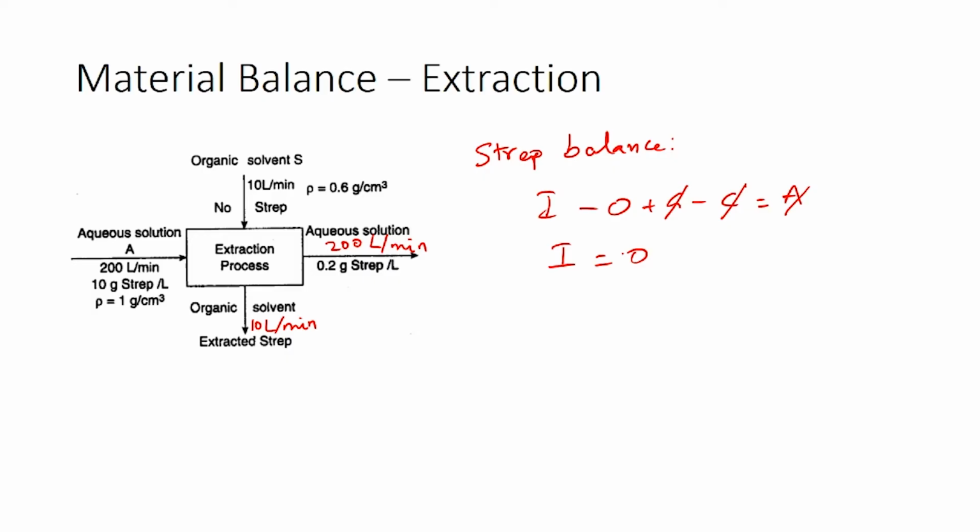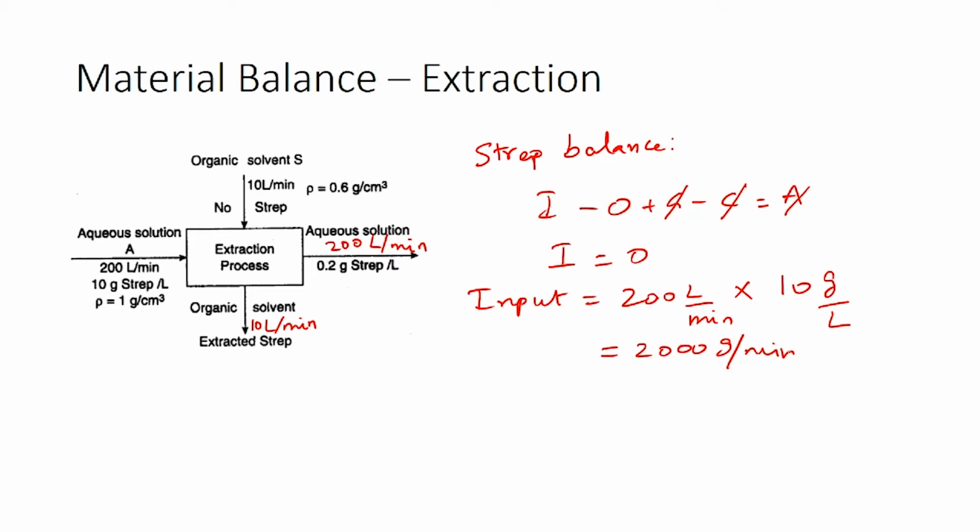What are the streams through which streptomycin enters the system? The streptomycin enters only through the aqueous solution. The organic solvent does not contain any streptomycin. So, this means the input stream for streptomycin is 200 liters per minute times 10 grams of streptomycin per liter. So, the mass flow rate of streptomycin into the system would be 2000 grams per minute.